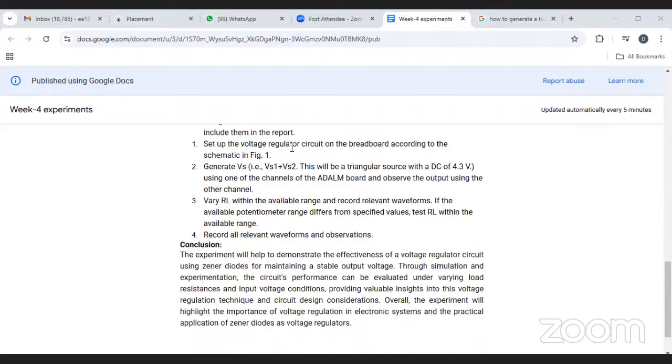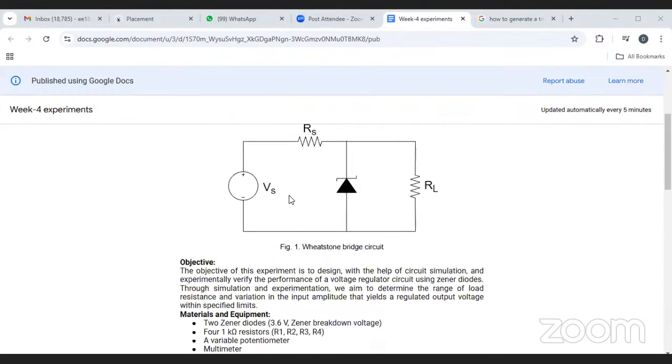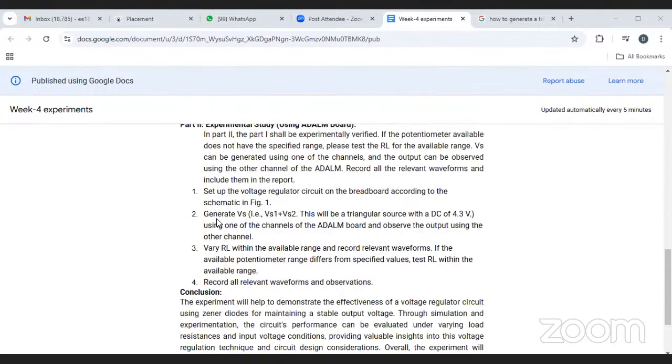Now, set up the voltage regulator circuit on a breadboard according to the schematic. Follow the same schematic diagram. Now, generate VS1 plus VS2. In the ADALM options, you can just change from sine wave to triangular wave, and you can change the initial values, like plus and minus, and pick voltages accordingly. This will be a triangular source with a DC of 4.3 volts using one of the channels of the ADALM board, and observe the output using the other channel.